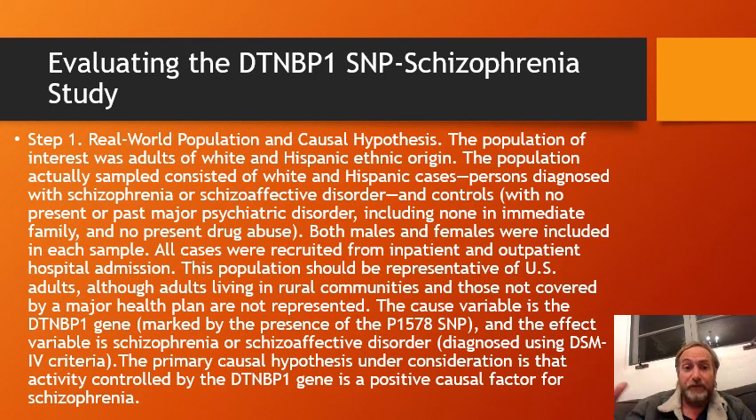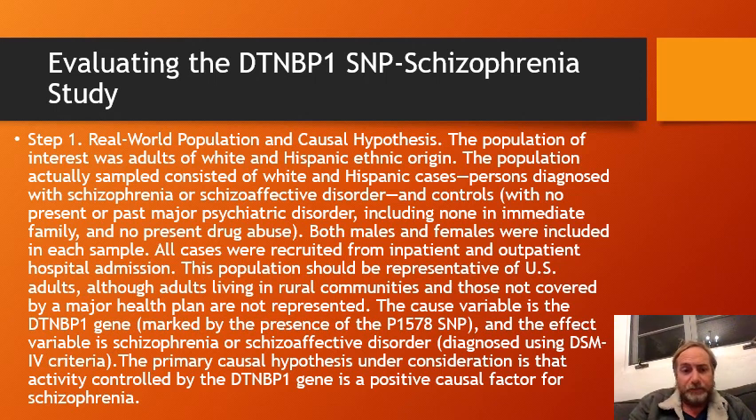By cases, again, we meant people diagnosed with schizophrenia or schizoaffective disorder, and some controls with no history of psychiatric disorders or in their family, and no drug abuse. Both males and females were included. They were all recruited from inpatient and outpatient hospital admissions. So, roughly representative U.S. adults, since a lot of us go to hospitals for various reasons. But adults living in rural communities where there aren't any hospitals, or people that don't have health insurance and avoid hospitals, probably wouldn't have been sampled. So that could be an issue.